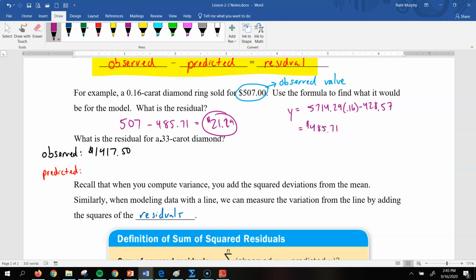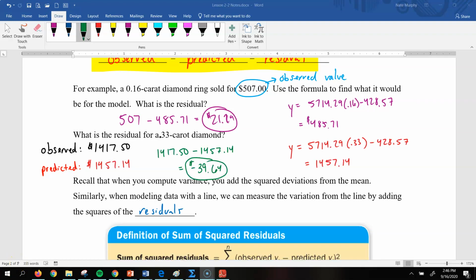Okay, now I want you guys to find the residual for a 0.33 carat weight diamond. Again, I give you the observed right here. If you don't have that table in front of you, the actual 0.33 carat weight diamond sold for a little over $1,400. So you want to figure out what would be the predicted value, and then use that to find the residual. Go ahead and pause the video and hit play when you're ready to check to see if you have the correct answer.